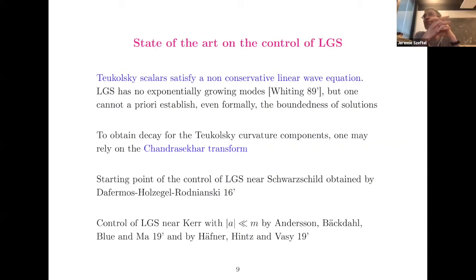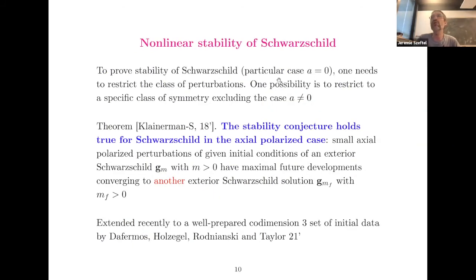Typically, you want to start with Schwarzschild because it's algebraically simpler. And recently, in 2019, the control of the linearized gravity system was extended to include Kerr for small angular momentum by two teams, Andersson, Bäckdahl, Blue, and Ma on one hand, and Häfner, Hintz, and Vasy on the other. Okay, so this is what I wanted to say on the linearized system, and now I want to move to the nonlinear problem.